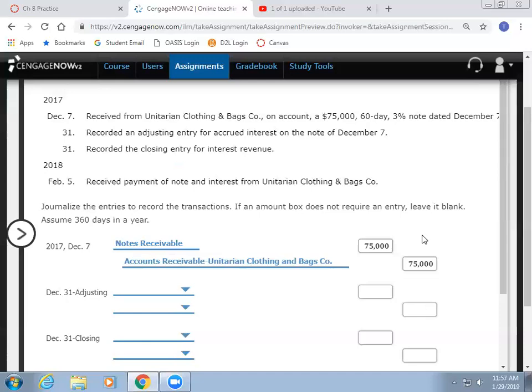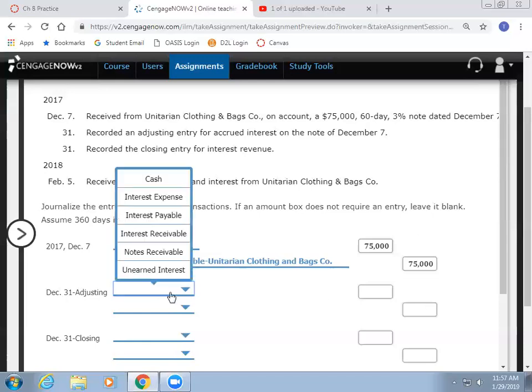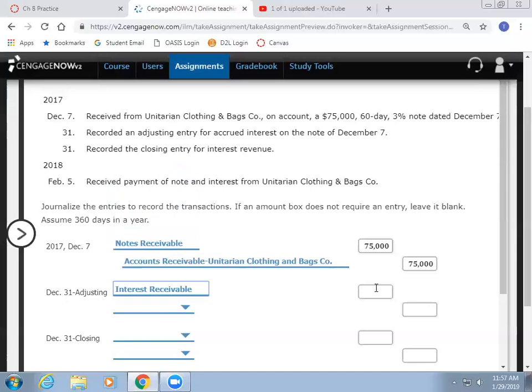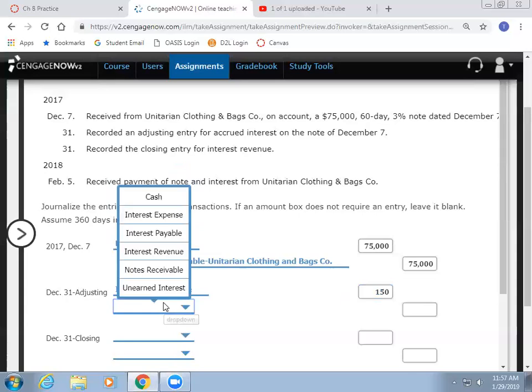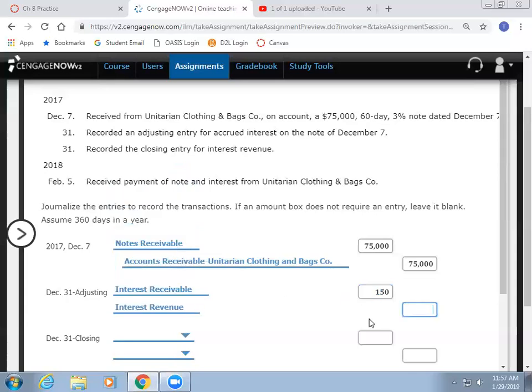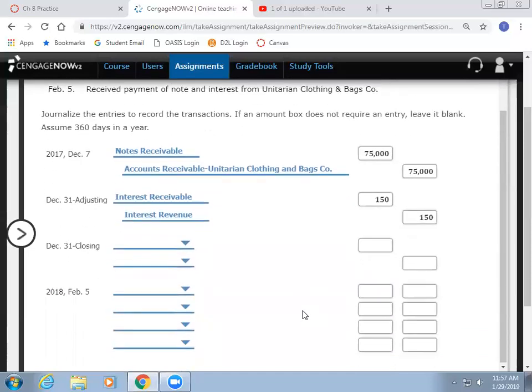So what we need to do there is debit interest receivable, because it's interest due to us that we're not yet getting paid for, $150, and credit interest revenue, recognizing that we've earned $150 of revenue. Okay, so that's the adjusting entry for interest accrued but not yet received.